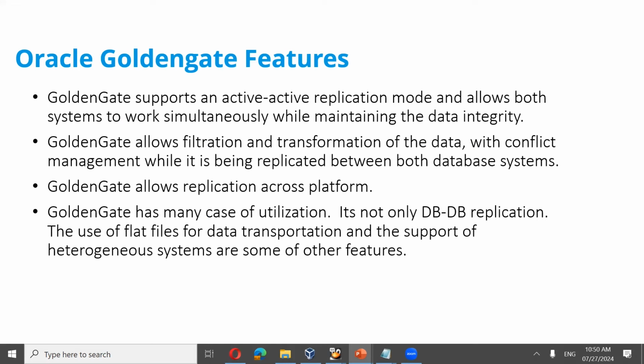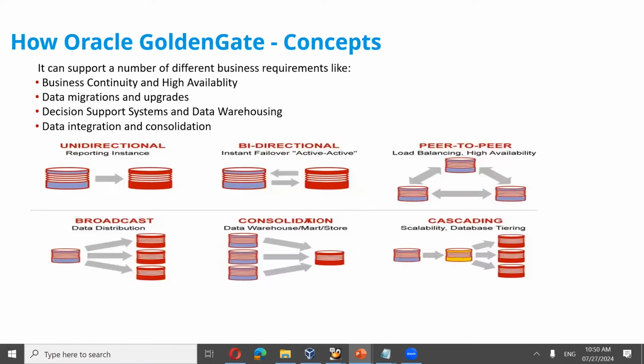GoldenGate allows filtration and transformation of data with conflict management while it is being replicated between both database systems. GoldenGate allows replication across platforms. GoldenGate has many use cases. It is not only database to database replication; the use of flat files for data transformation and support for heterogeneous systems are some of the other features. GoldenGate can support a number of different business requirements like unidirectional, bidirectional, peer-to-peer, broadcasting, consolidation, and cascading as well.